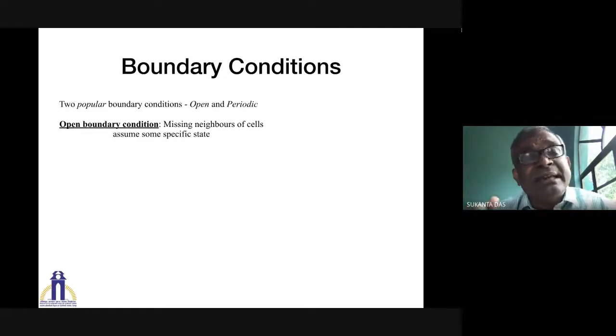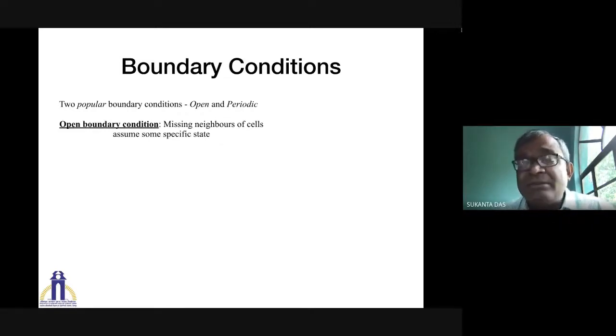Right? In the case of finite CA, there will always be some cells that miss some neighbors. You have defined some neighborhood vector, right? To be a CA, you need some neighbors. And since your lattice is finite, some cells will miss some neighbors. In the case of open boundary condition, it says that the missing neighbors of cells assume some specific states.